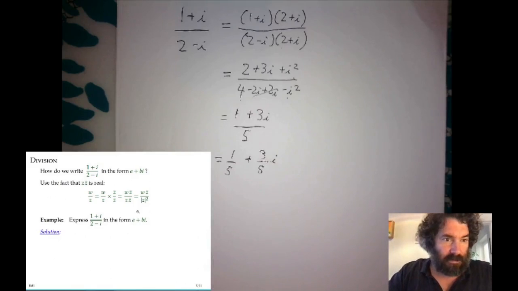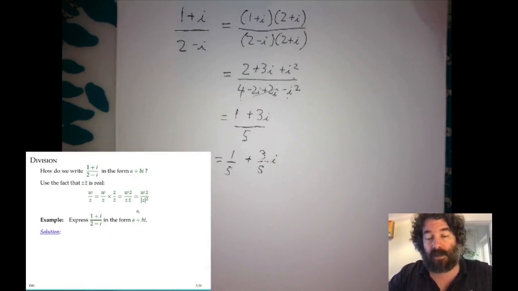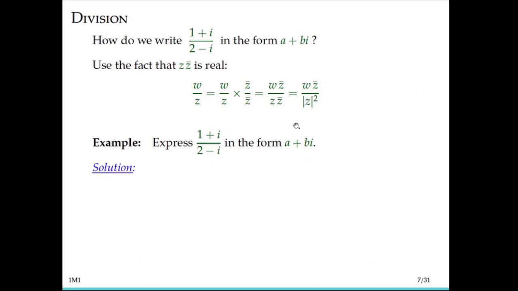So this is an example of a quotient. We use the complex conjugate of the denominator in order to determine the real and imaginary parts of the quotient of two complex numbers. This shows that the quotient of two complex numbers is again a complex number.